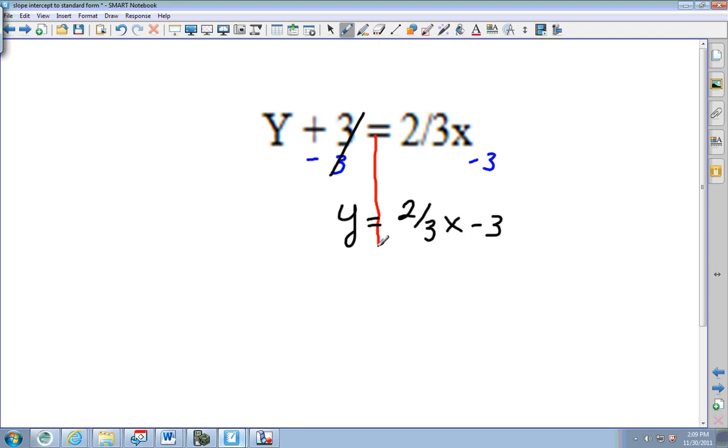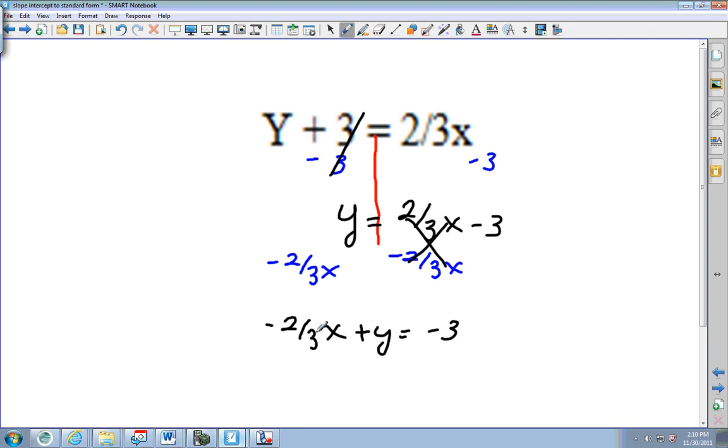All right, well, there it is in slope-intercept form, right? Y-intercept and the slope. Now let's go and let's move the 2/3 x over here to the left. So it is positive, so I'm going to change it to negative. I have negative 2/3 x plus y, and that equals negative 3.